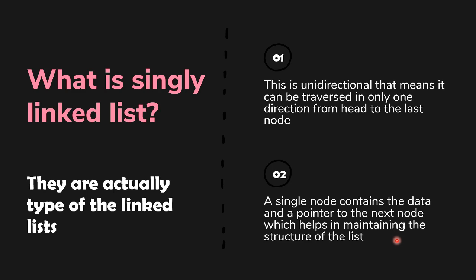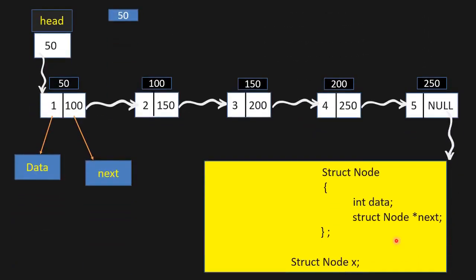Okay, now we'll see the diagrammatic representation of the linked list. So this is how a linked list looks like. We have 5 elements or 5 nodes inside our singly linked list. Each node has 2 parts as we expected earlier. The first part stores the data and the second part stores the next.